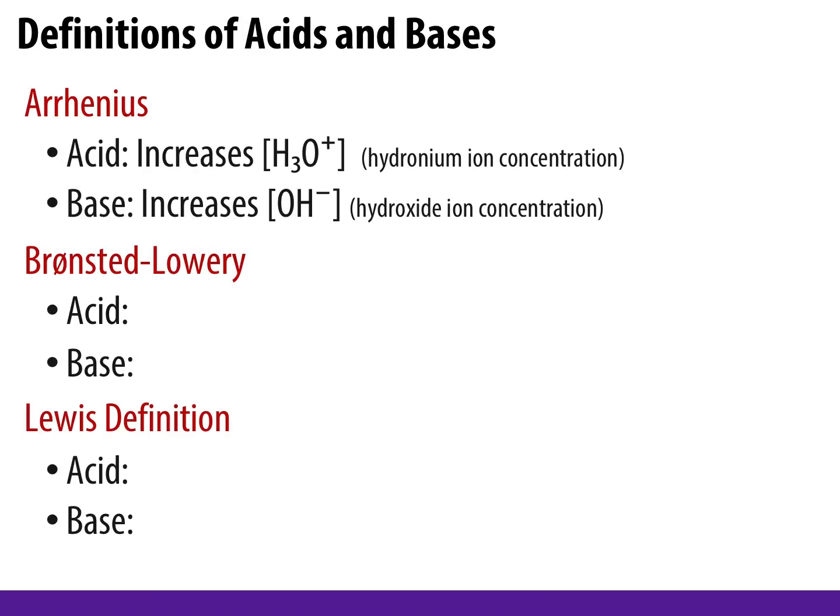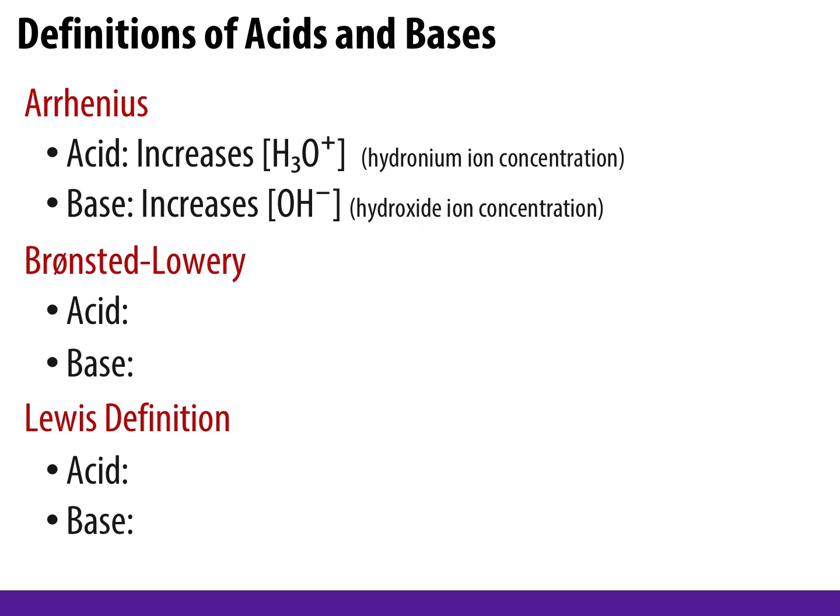As a result, there have been many different definitions of acids and bases that have helped us categorize this range of behaviors. Arrhenius's definition is the oldest and first definition. An acid is something that increases the concentration of H3O+ ions, hydronium. A base is something that increases the concentration of OH- ions, or hydroxide ions.